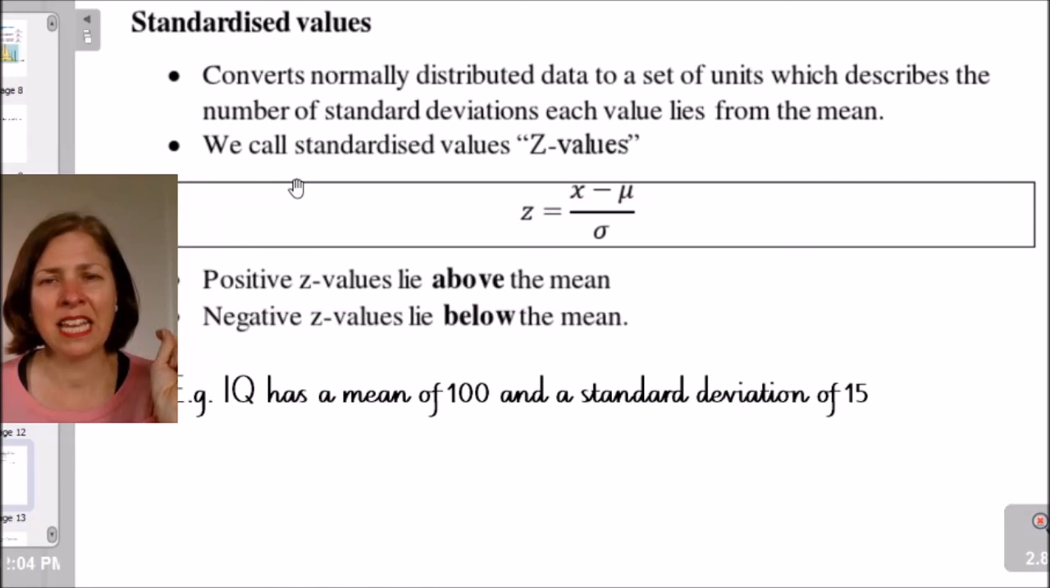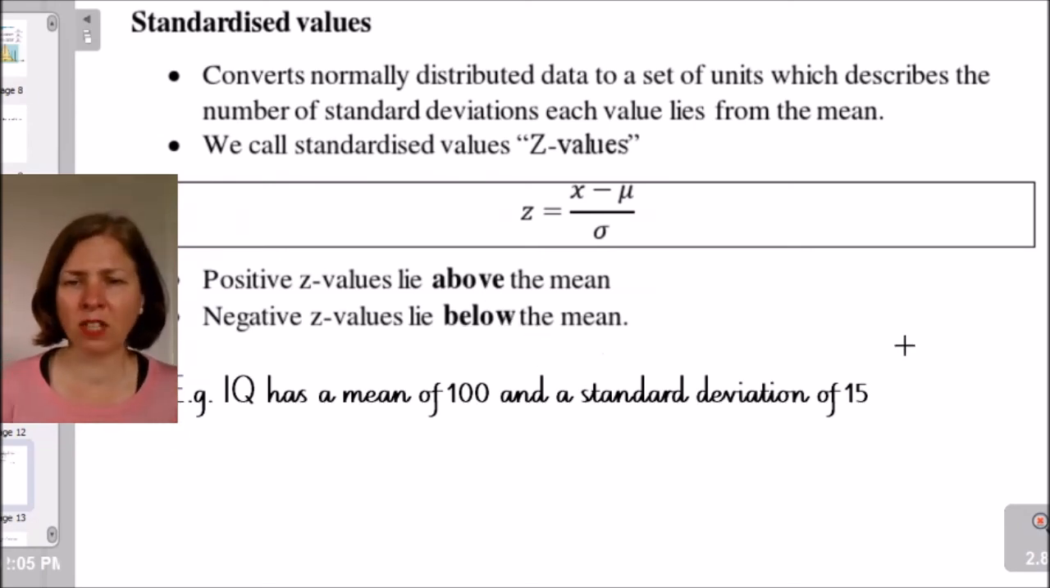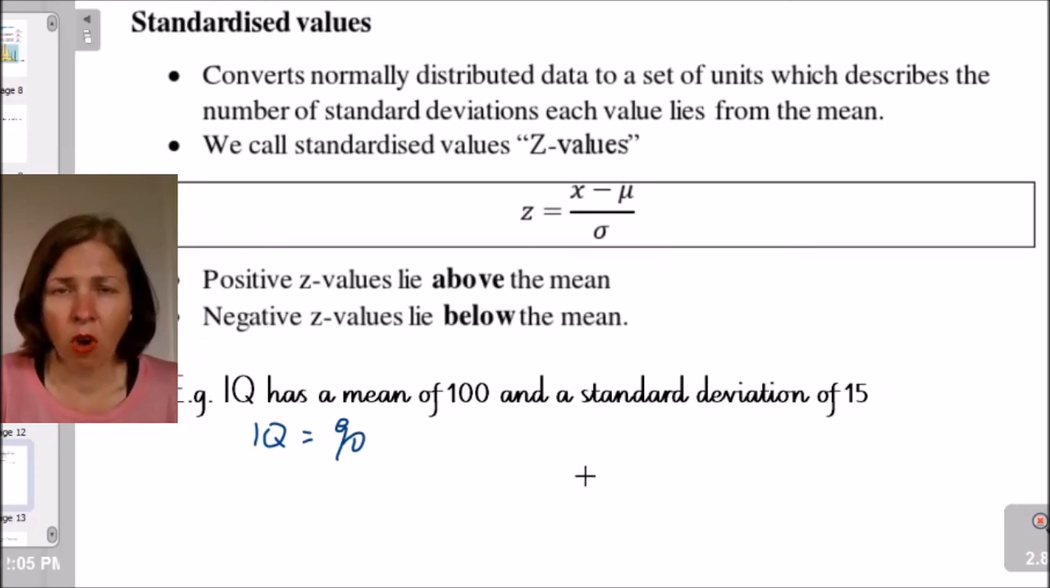So we call these z values, and this is the calculation we use. So this is a really important formula for you. Z equals x minus mu over sigma, where mu is the mean and sigma is the standard deviation. So if I do my calculation and I end up with positive z values, that means my original value is above the mean. If I get negative values, then it's below the mean. So let's do a simple example here. IQ has a mean of 100 and a standard deviation of 90. So what if I find out that someone has an IQ of 90? Where does that put them on that normal curve?